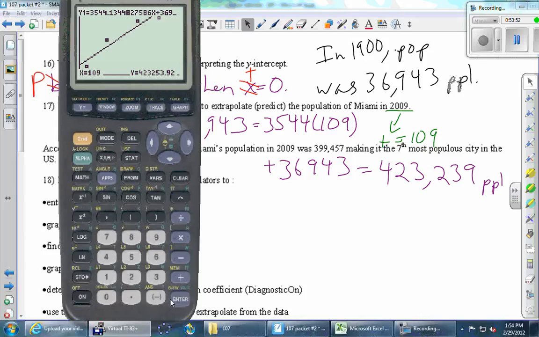$423,239. Let's take a look. But which one is more accurate? The one we wrote up on the board or the one the calculator just gave us? The calculator one is more accurate. The numbers that we did on the board were all rounded. We rounded to the nearest whole number. So we made some errors just to make it easier to write down. The best way to do this is let the calculator do all the grunt work. You just need to know how to ask it to do it, okay? Any questions on that?